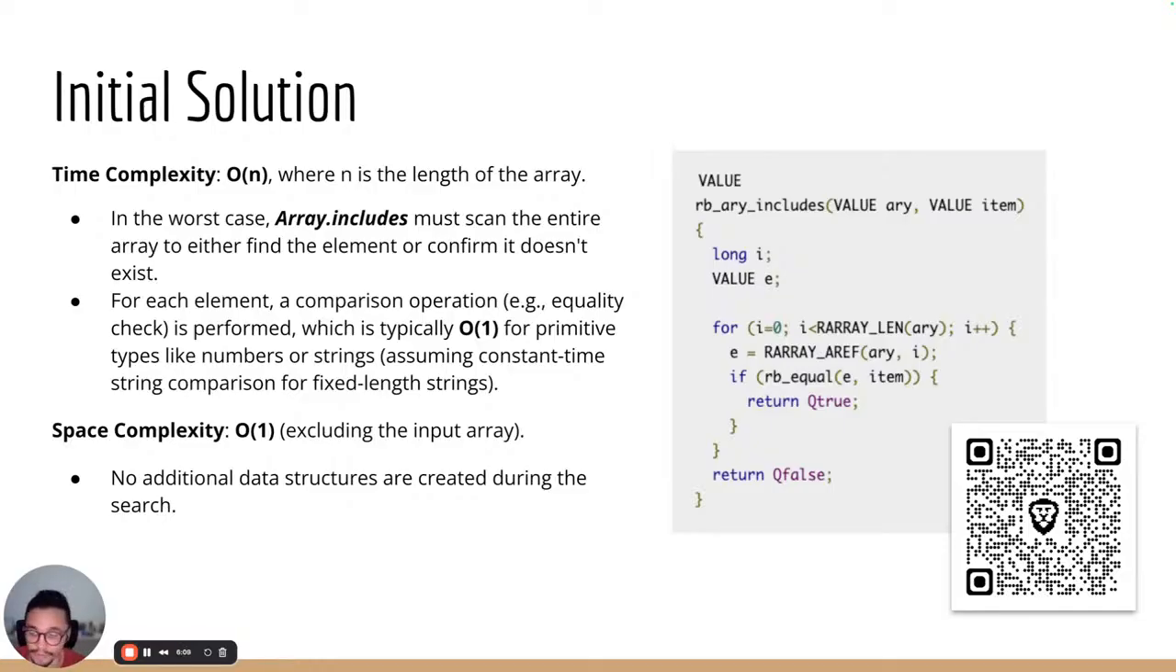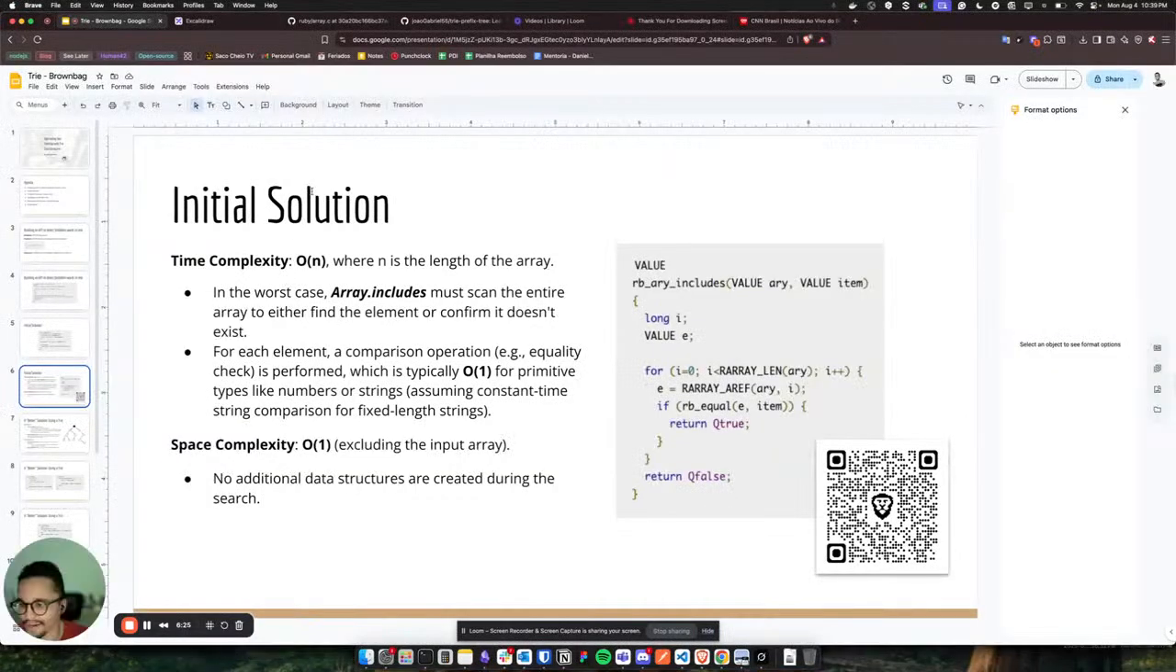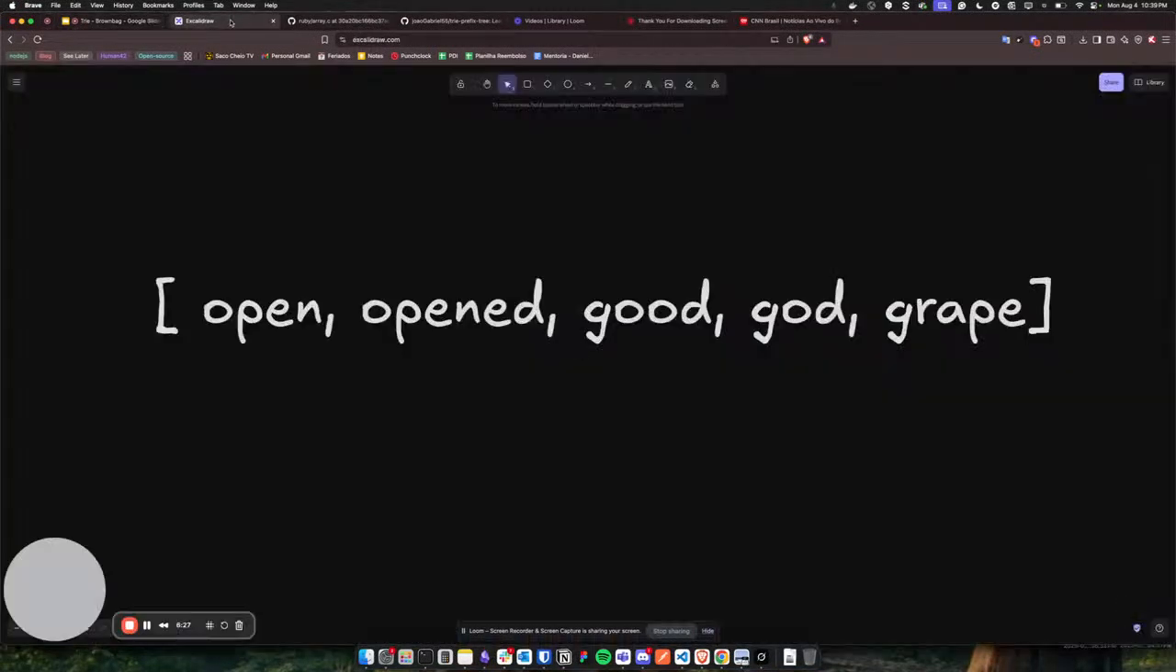So you can think that for a large data set it can be very, very slow, because if you have 1 billion elements, it would take so much time to find the word that you want. I can demonstrate this to be more clear, I think, using the Excalidraw here.